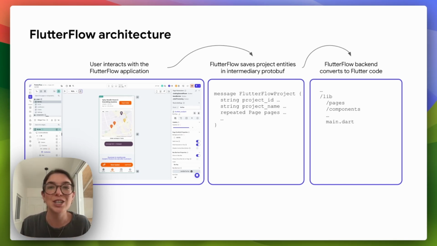And this representation is fed into our backend code generation tool, which of course generates the Flutter app code. And as you're building in FlutterFlow, you always have the option to download or export your code so that you fully own your IP. And our goal is to make sure that the Flutter code that's generated is easy to read, to understand, to fork, and work off of if you choose to do so.